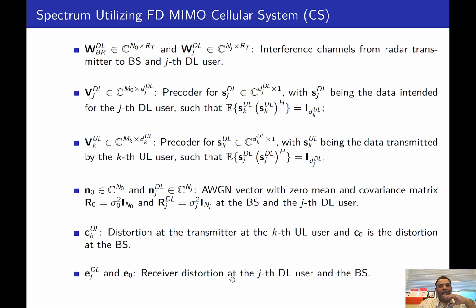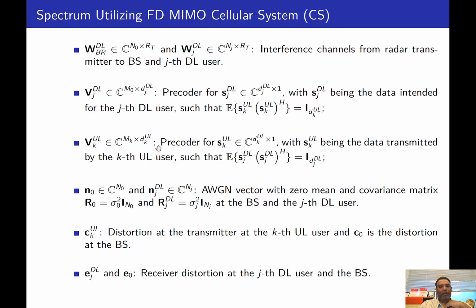So here are some more symbols that I already mentioned here. This is the interference from the radar transmitter signal to the receive antennas. This is the radar interference to downlink users, and this is the precoder matrix for the downlink user, and this is the information of the downlink user for the jth downlink user, and these satisfy these second order statistics.